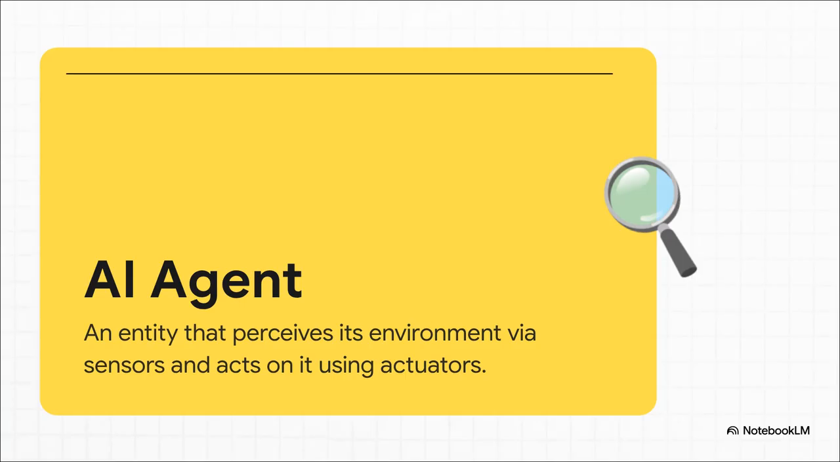Okay, so think of it like this. The agent itself, that's the brain. The environment is just, well, the world it operates in. The sensors are its senses, a camera, a microphone, whatever, and they gather all this information, which we call percepts. Then you've got the actuators, which are basically its hands or its limbs. They're the parts that actually perform actions and change stuff in the environment.